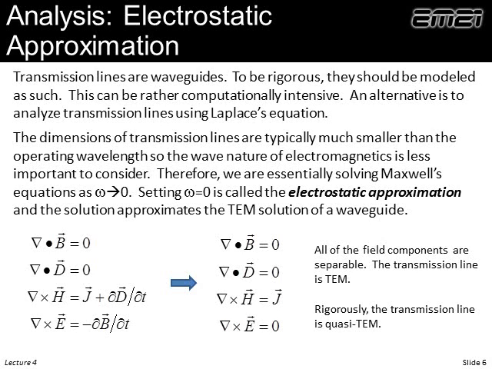So, in the electrostatic approximation, we start with Maxwell's equations, and we set all the frequency terms, or time derivatives, to 0, and Maxwell's equations reduce to this. One of the things we see is that the electric and magnetic fields actually decouple. To fully analyze the device, we need to solve these separately. We need to solve the electrostatics problem and then the magnetostatics problem.